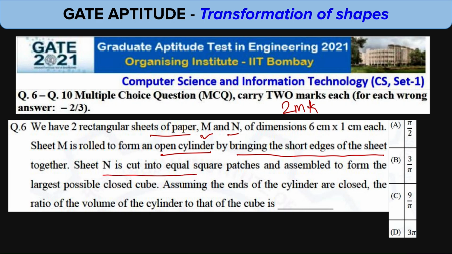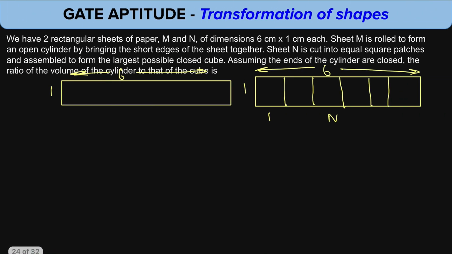and sheet N is cut into equal square patches and assembled to form the largest possible closed cube. Assuming the ends of the cylinder are closed, the ratio of the volume of the cylinder to that of the cube is, okay, very nice. So it will form a cube of side 1 basically.